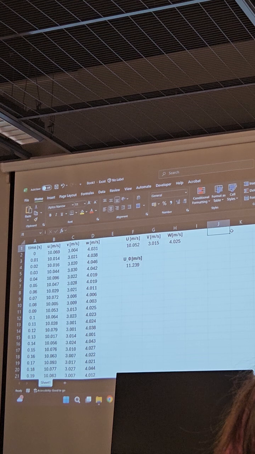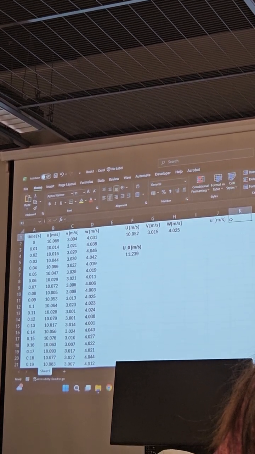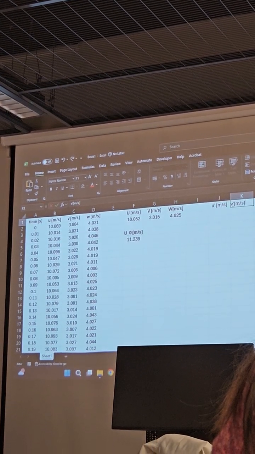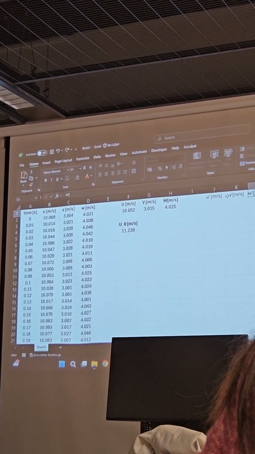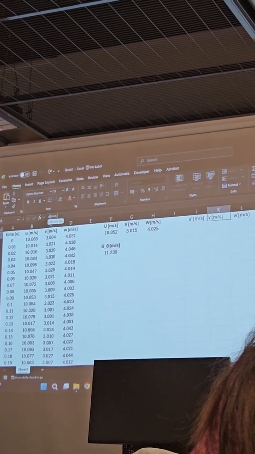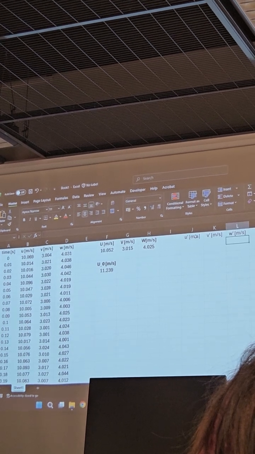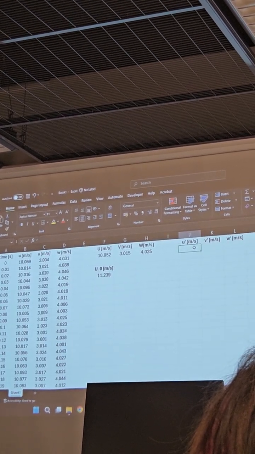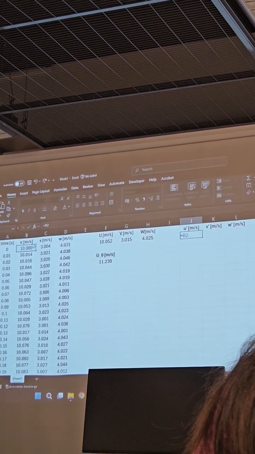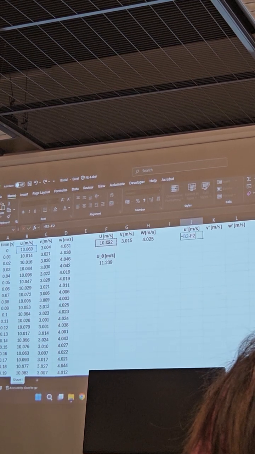So basically we can create here 3 other columns. Where we have U prime, V prime, meters per second, and W prime. So this will be the difference between instantaneous velocity U minus the mean velocity capital U.